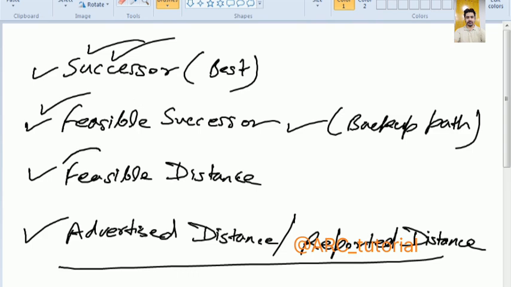Because the feasible distance means the total metric of successor. A total metric of successor is known as feasible distance. So the condition of feasibility is that to become feasible successor, a backup path's advertised distance must be lower than the FD of successor.